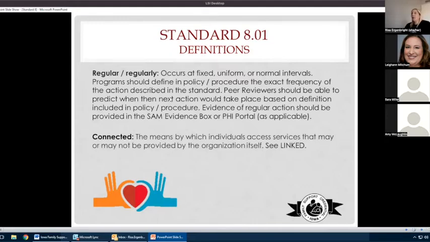So regularly means occurring at a fixed, uniform, or normal interval. The program should define in policy or procedure the exact frequency of the action described in the standard. Peer reviewers should be able to predict when it's going to happen next. And I think that's the biggest kind of check. You can use it yourself, we use it in TA, and peer reviewers will use it too. If the word regularly is described as it should be, and we're looking at a participant file, how will we know when the next one should be? If we say it's going to be done every 3 months, that's pretty easy to know, or to be able to predict.